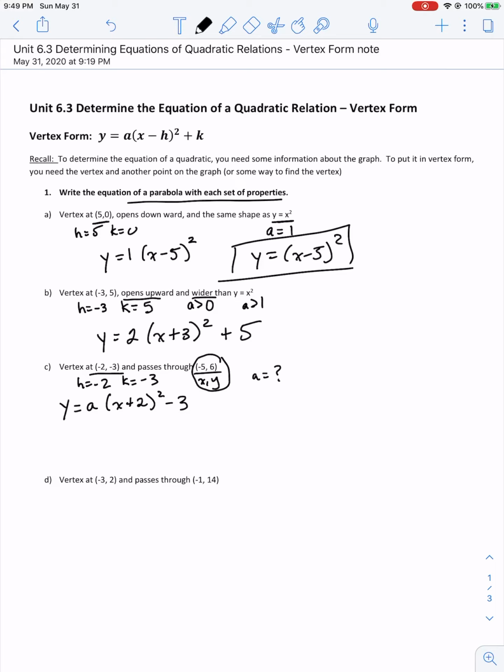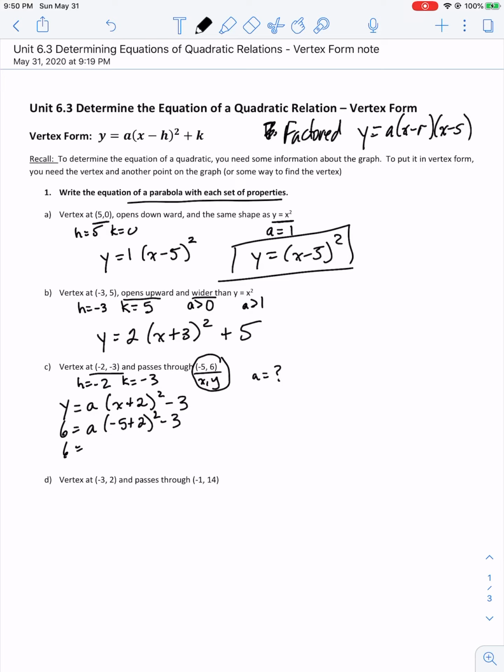We did these before, except we knew what the zeros were, and then we knew what a point on the parabola was. This time it's the vertex. So notice, when we know the vertex, we're going to use vertex form. When we knew the zeros, we used factored form, which is y equals a(x minus r)(x minus s). So depending on the information that you know about the parabola, that tells you which form of the equation you need to use. So when y equals 6, x equals -5.